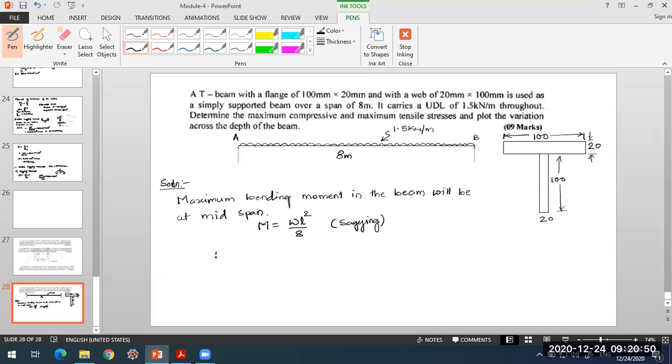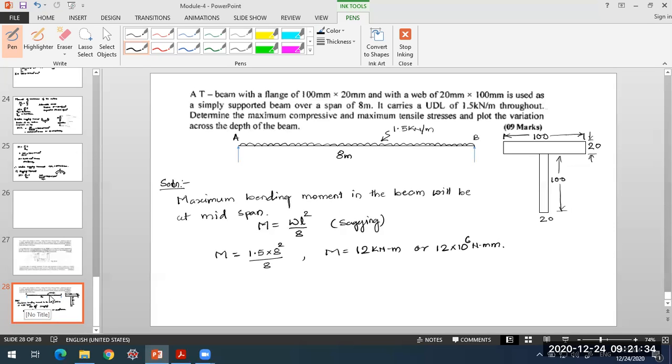So what it comes out for us, M will be: W is 1.5 kilonewton per meter, L is 8 meters, WL square divided by 8. So we have M equal to 1.5 into 8 square by 8. This comes out to be 12 kilonewton meter, or you can also take it as 12 into 10 raised to 6 Newton mm in terms of Newton mm.